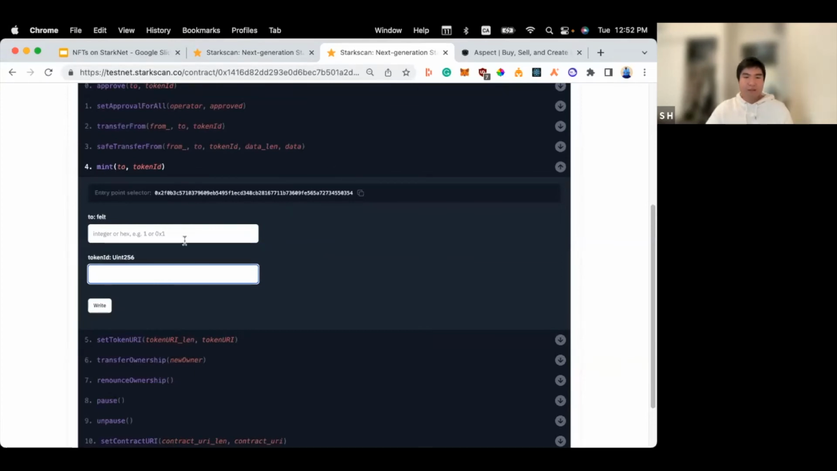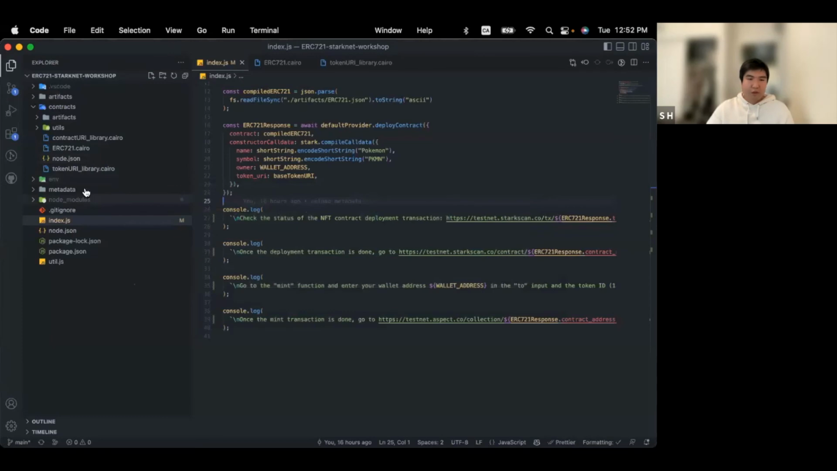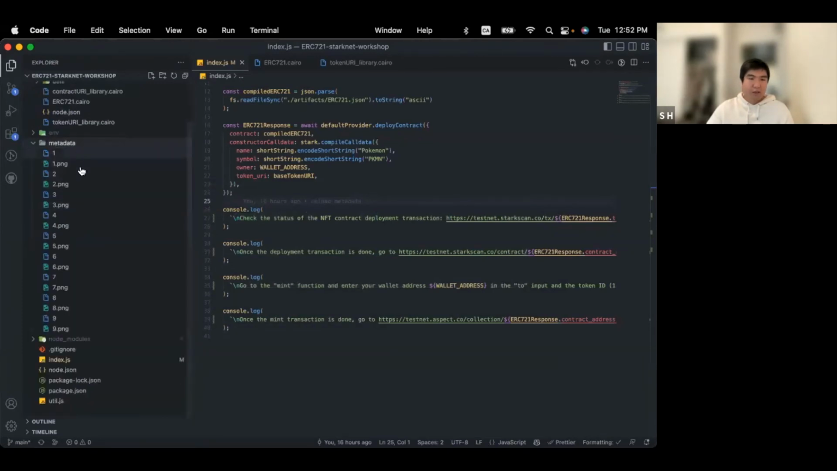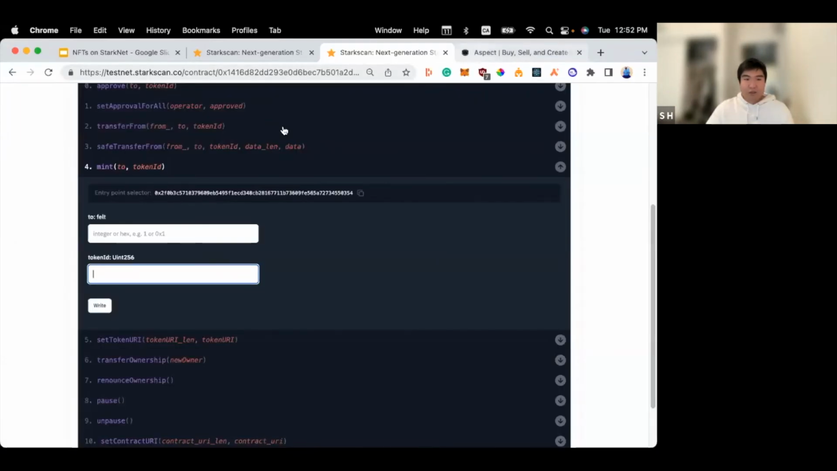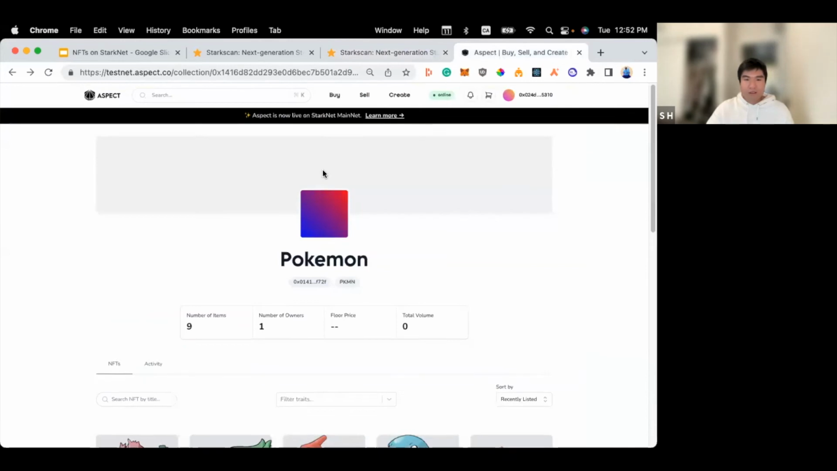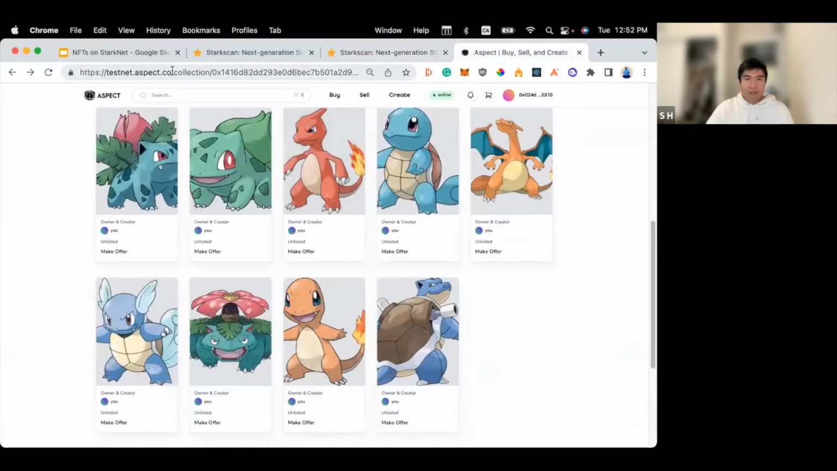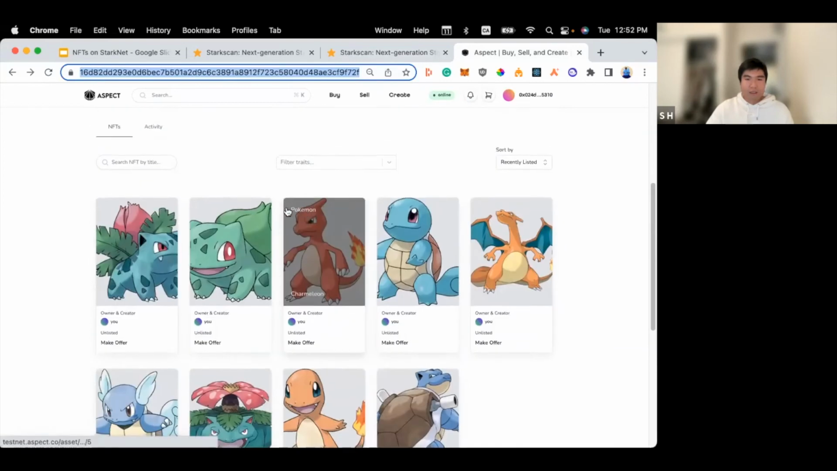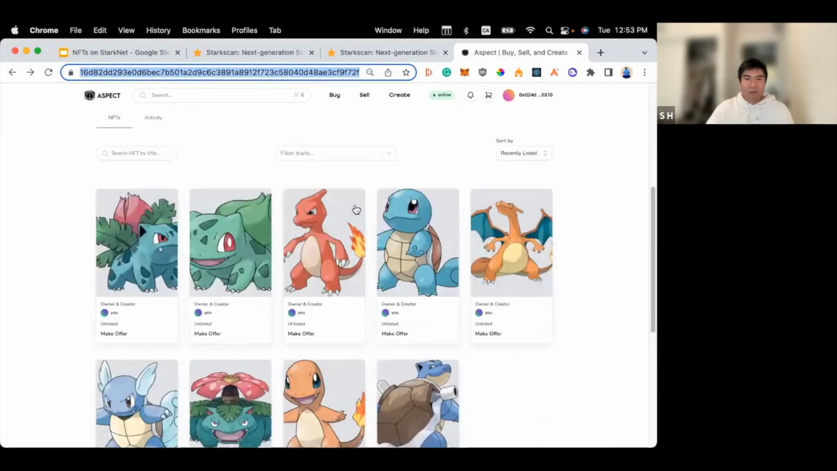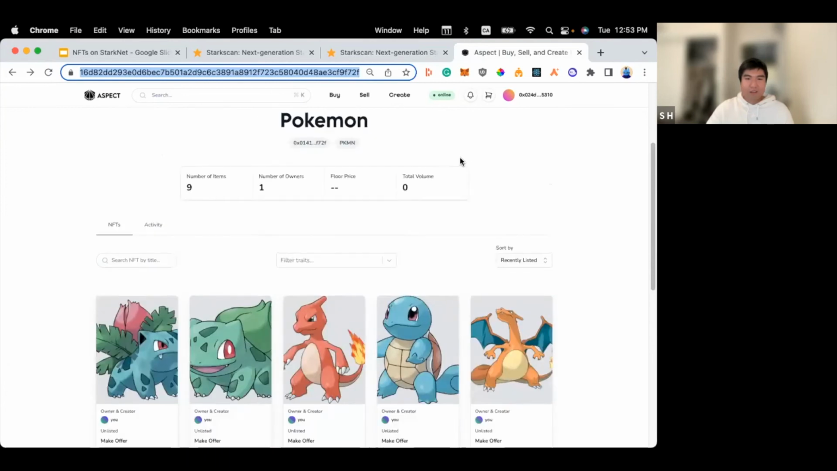So with this test repo, we support token IDs up to 9. All the metadata is here, so you can mint 1, 2, 3, 4, 5, 6, 7, 8, 9. And I think the result you should see is something like this on Aspect. You just put in /collection/ and the contract address, and you'll have a sort of Pokemon collection on Aspect.